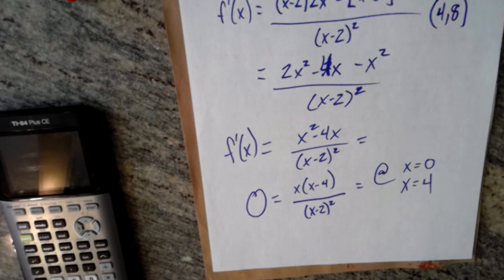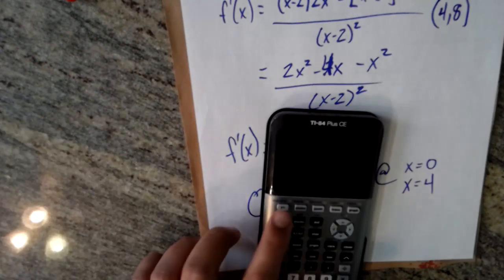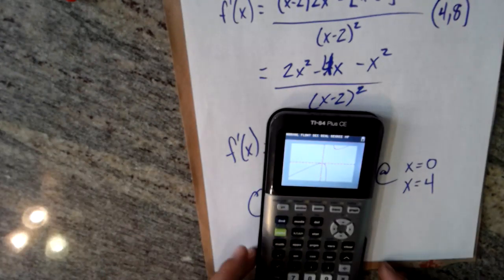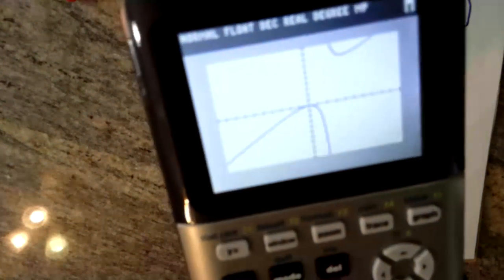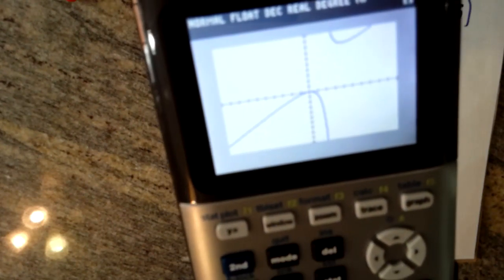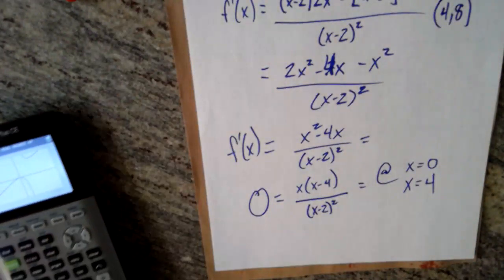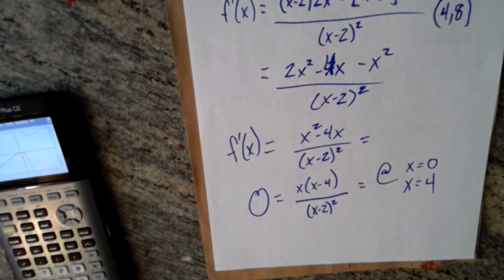And if you look at my original graph, that looks pretty good. 0, 0, looks like that's a point. And if you look at 4, 8, that looks like that's a horizontal tangent line. Hope that helps. Boom!